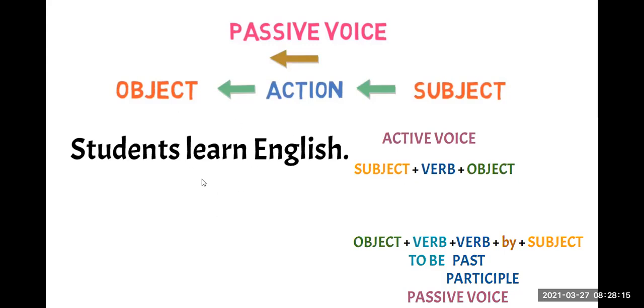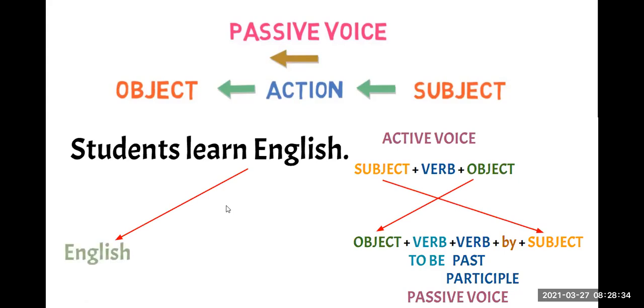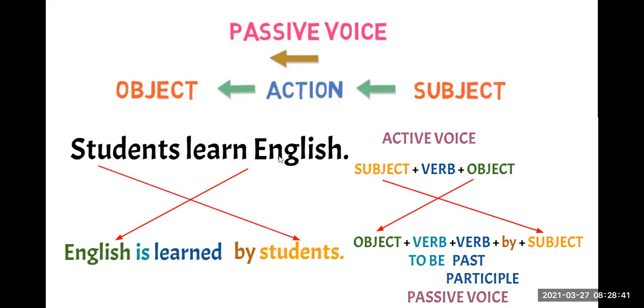So let's change this sentence to the passive voice. How can you change this sentence to the passive voice? English is learned. Okay, so we change the position, yes. English is learned by students. Very good. And we change the position of the object and the subject, right? Okay, how do you know that you need to use is learned?